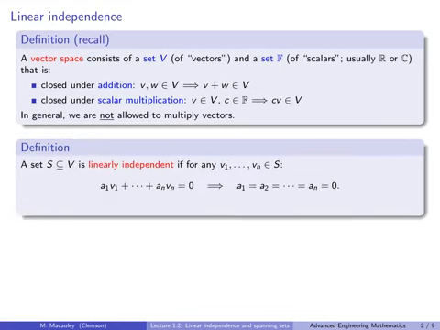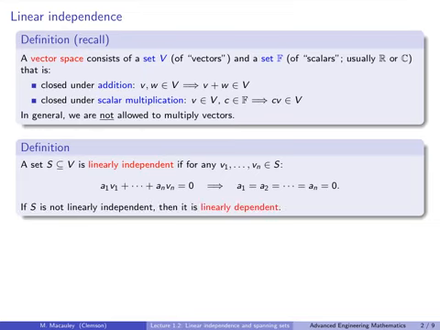Here's a new definition for this time. A set S of V, so a set of vectors, is linearly independent if for any finite collection in that set, v1 up to vn, this condition holds. I'm going to call this henceforth a linear combination of the vi's. So if a1 v1 plus ... an vn equals 0, that can only happen when all of the coefficients are equal to 0. That's what it means to be linearly independent.